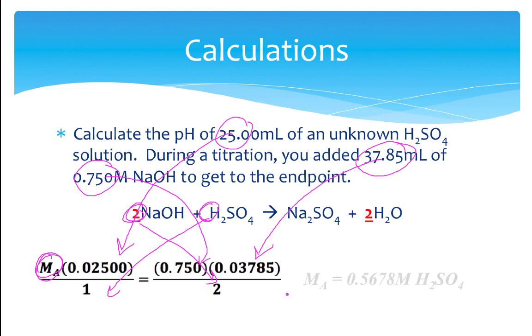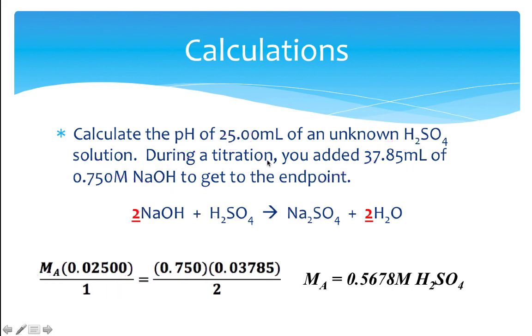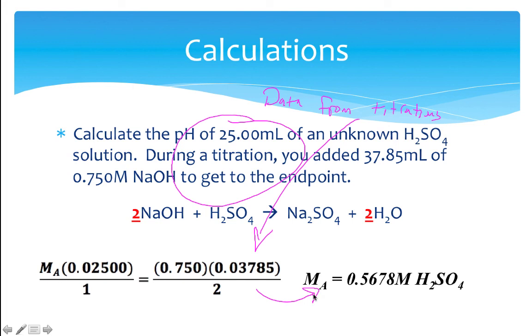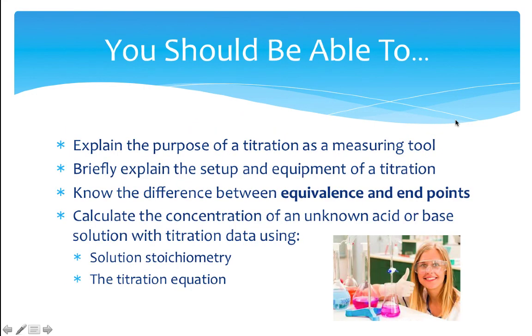Algebraically, you could then solve for m sub a, and you find that m sub a is 0.5678 molar solution of sulfuric acid. So again, from data collected via titrations, we can plug that data into the formula down below and then ultimately determine the concentration of an unknown acid solution, which, if you recall, is exactly the purpose of a titration. That wraps things up for today.